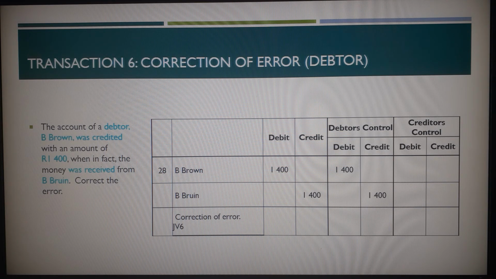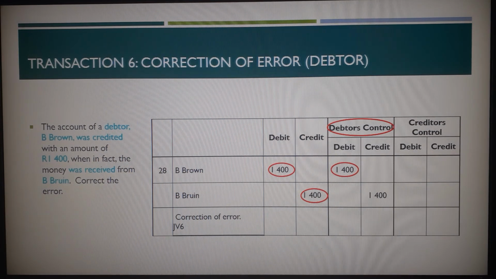So we would debit B Brown because we are adding back to his account of 1,400, and we credit B Brain because he has actually paid us that 1,400. We also need to show the overall effect in debtors control. So it's a debit to B Brown's account of 1,400, we are adding back, and a credit to B Brain's account of 1,400 because we are taking away from what he owes.